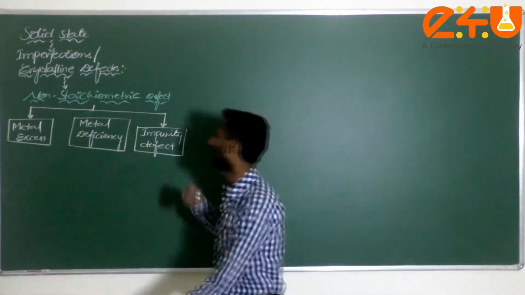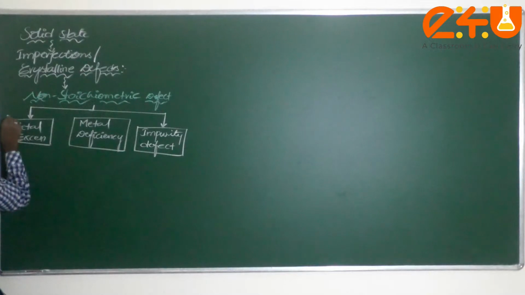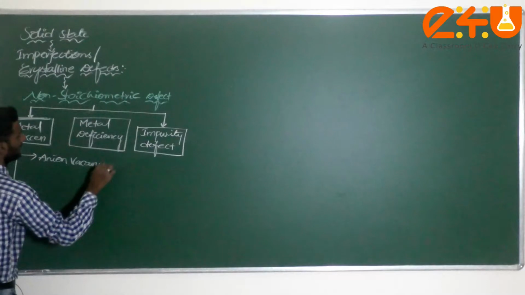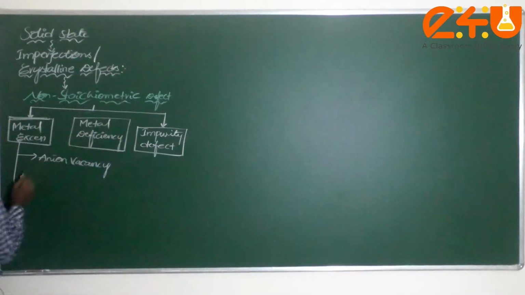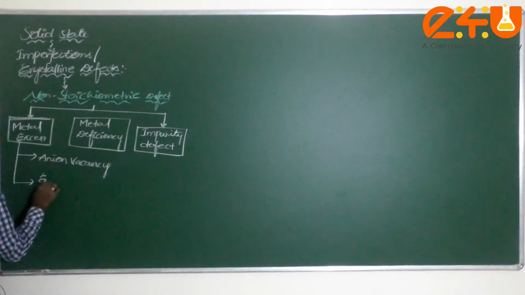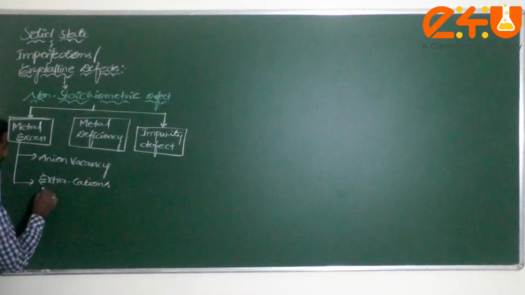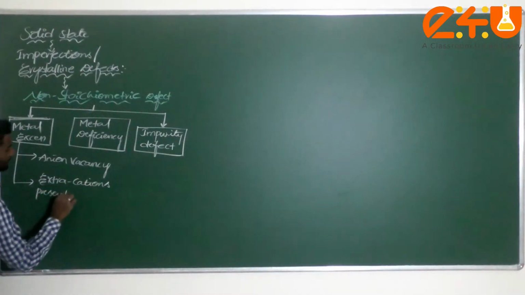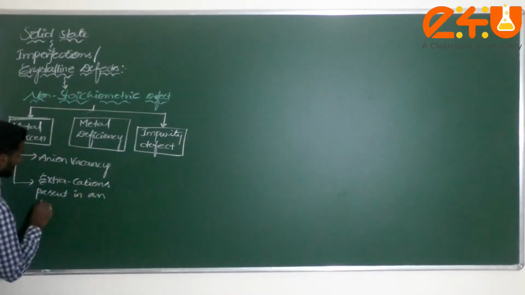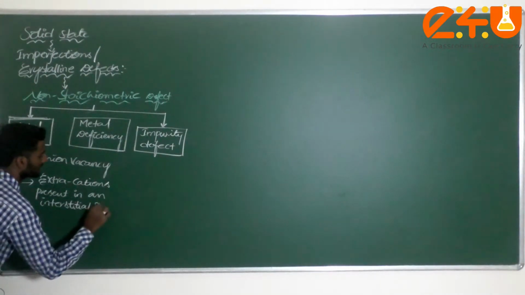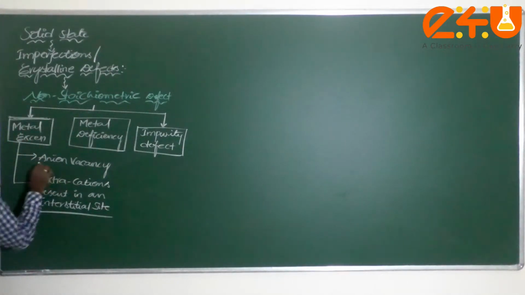Generally, how are we going to observe metal excess? We observe it in two categories. One is anion vacancy. The second one is extra cations present in an interstitial site. These are the two things.